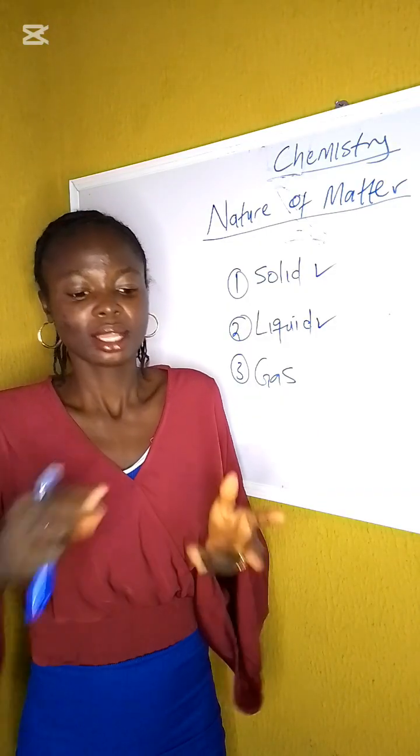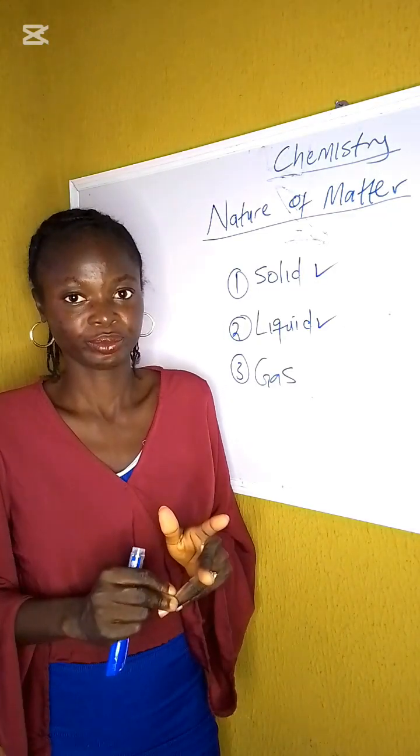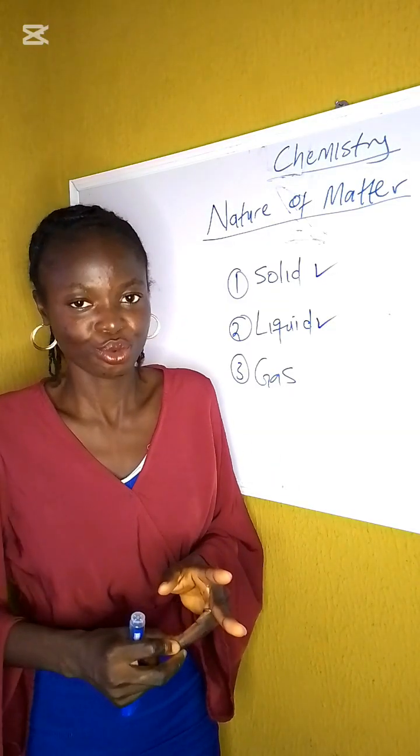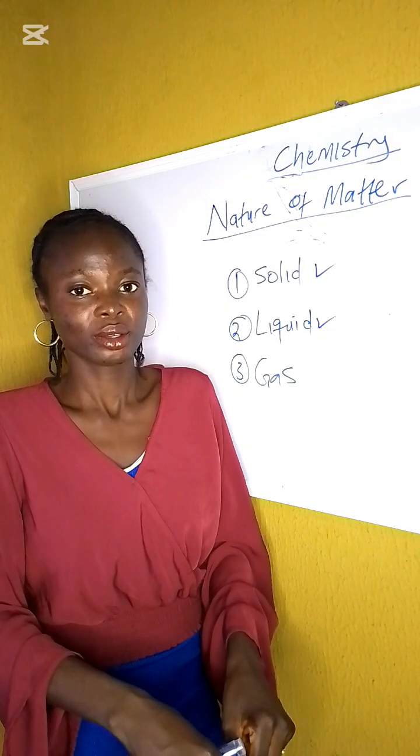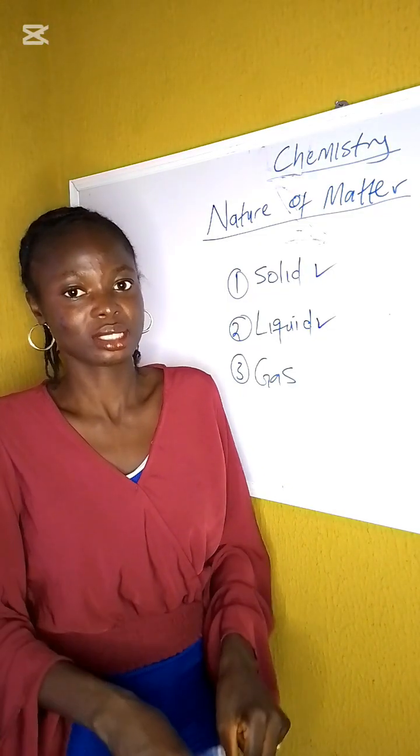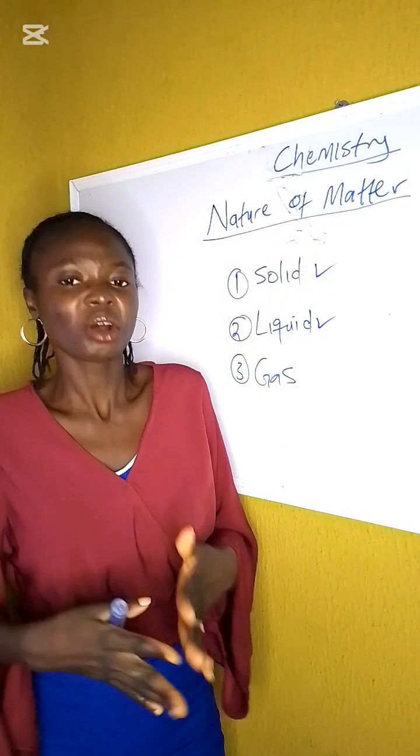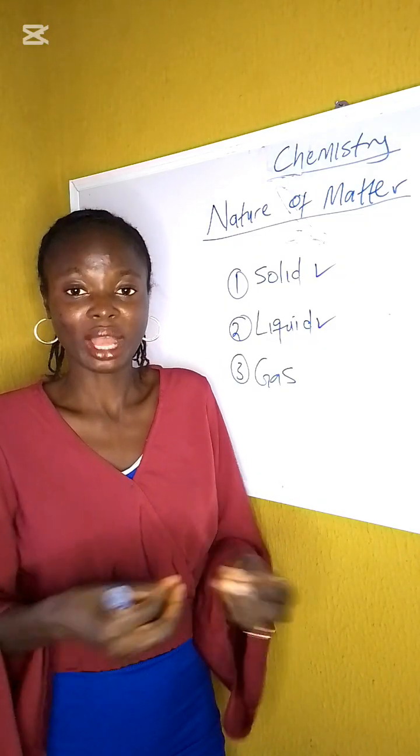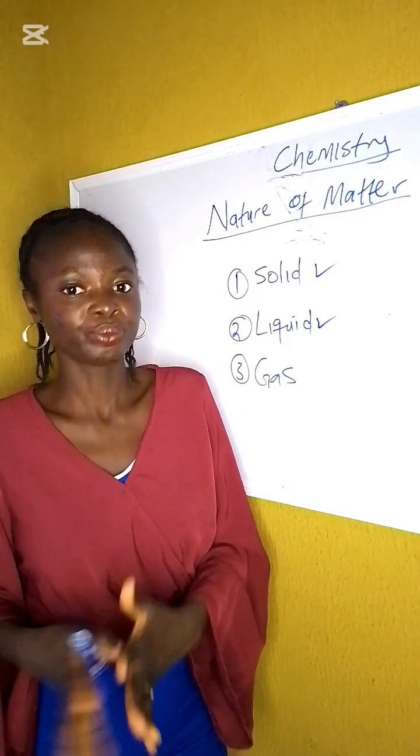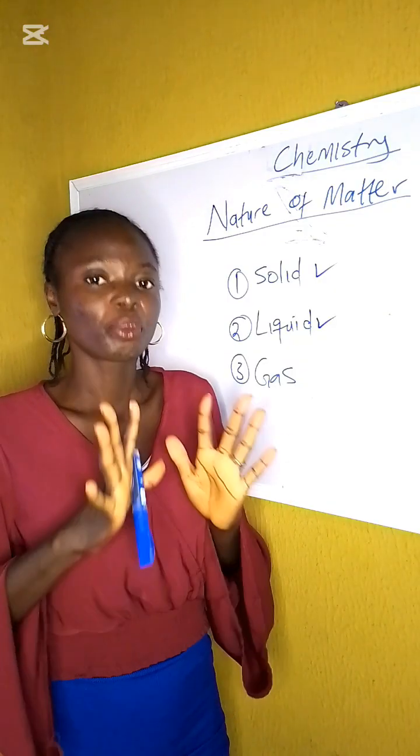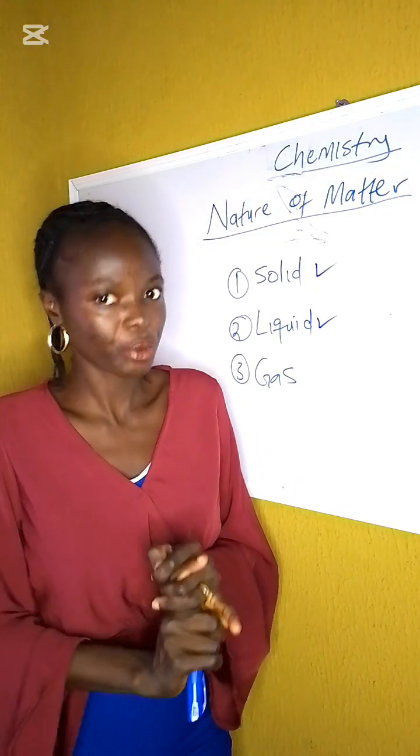Number 2 is that liquids do not have definite shape. You cannot say this is the shape of water. No. But liquid can assume the shape of the container where you put it. Once it can assume the shape of that container, it is very easy for us to calculate the volume. So no definite shape, but they have definite volume. That is number 3.